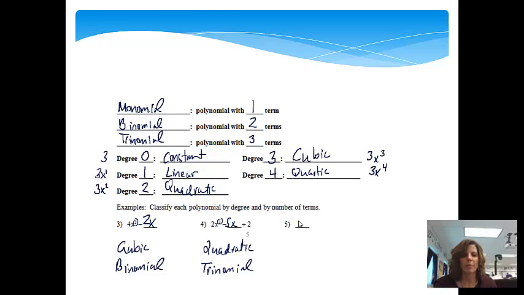And then number 5, we will just put 3x to the 4th. Okay, there's only one part, so if it has one part, it is a monomial, and the highest power is a 4, which makes it a quartic monomial. So hopefully now you are familiar with the vocabulary used with polynomials.